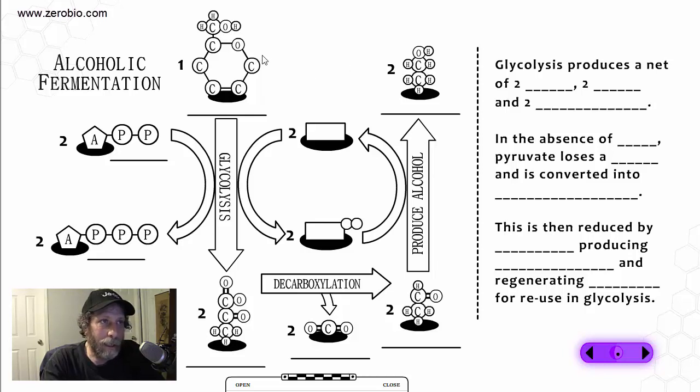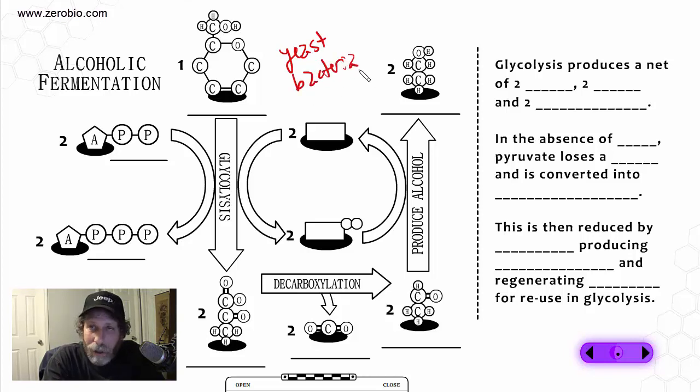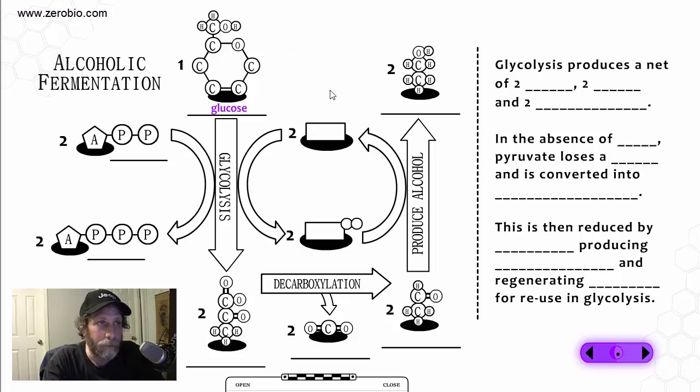Alcoholic fermentation. This is a process that is occurring in things like yeast, single-celled microorganisms, anaerobic bacteria. This is not something that is occurring in humans. We do not do this process. Step 1, we're going to begin with glucose. So write this in on your worksheet.